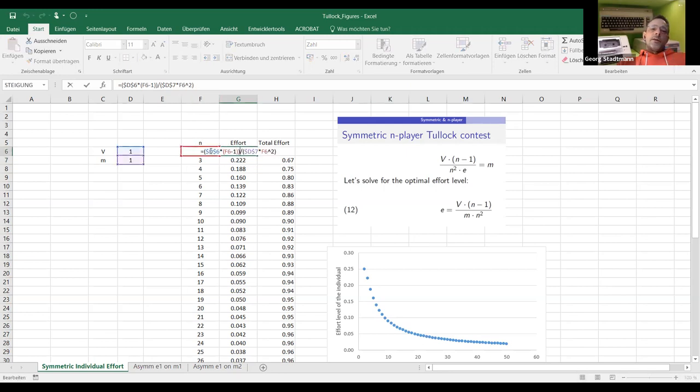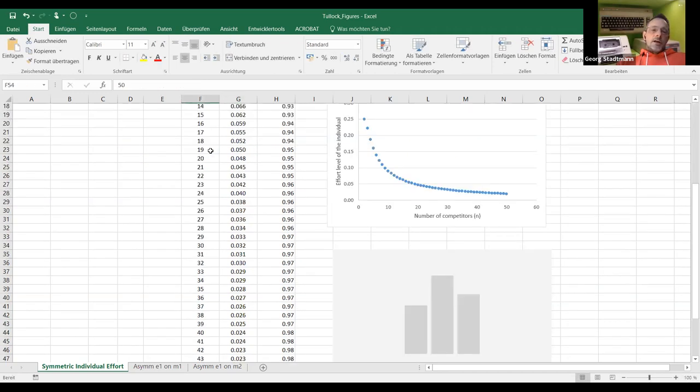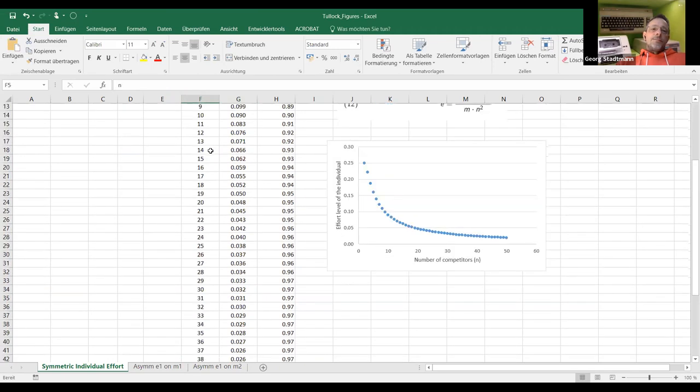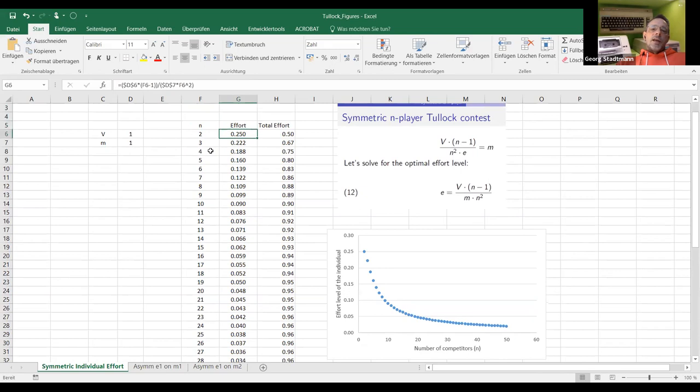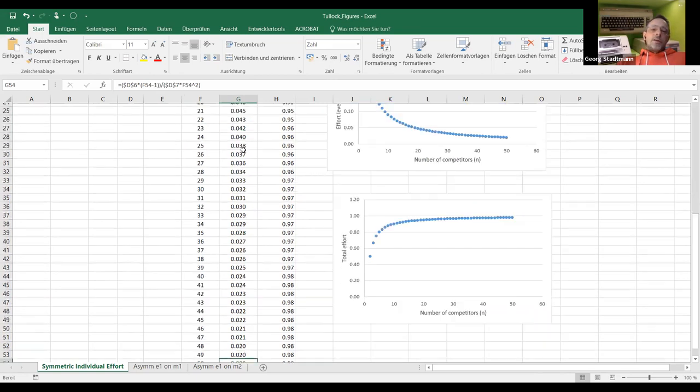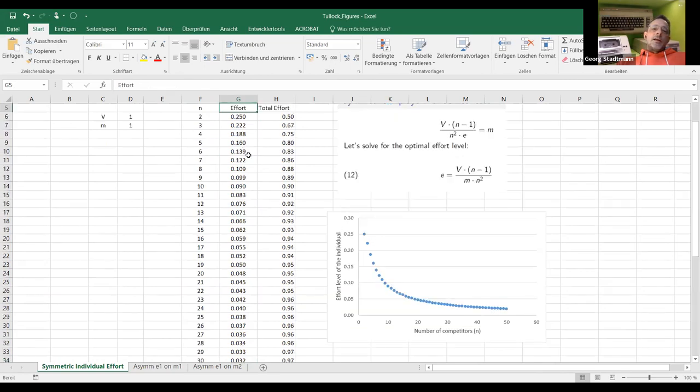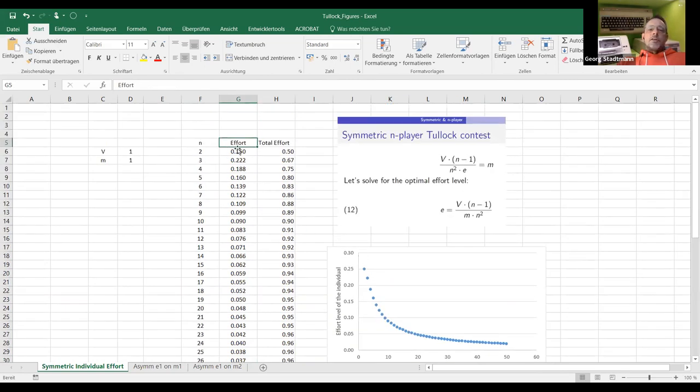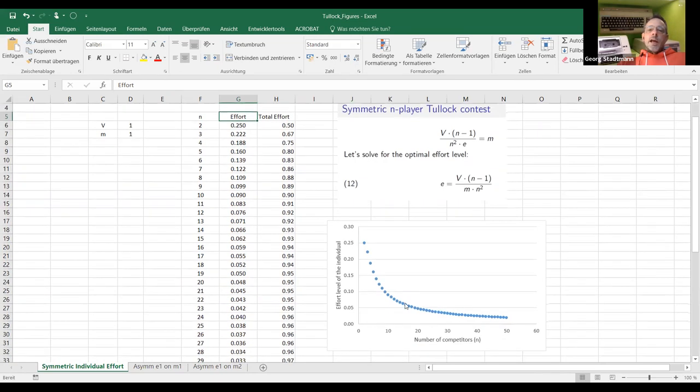Therefore, I'm referring to F6 now, because N should vary from N equal to 2 to N equal to 50. And then we can check how the effort level behaves when we copy this formula all the way down. The effort level decreases, and afterwards column F and column G are plotted, and we get this information here that the effort level of the individual will decrease in case the number of competitors increases.